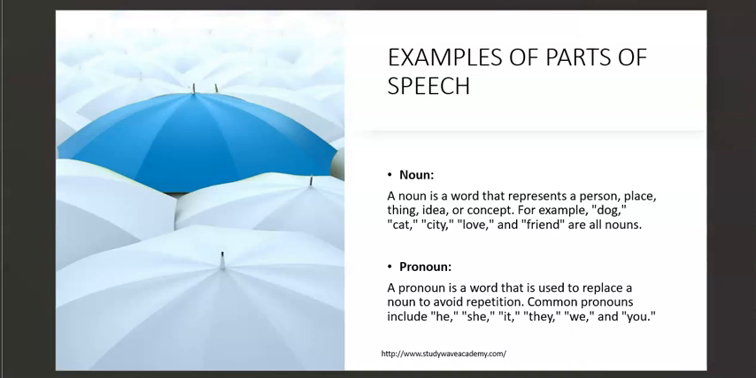The second example is a pronoun. What is a pronoun? A pronoun is just a word that is used to replace a noun to avoid repetition. So you find that in a sentence you have a noun, and instead of using the noun, you can use pronouns to replace these nouns and avoid repetition. I will give you a simple example. Let me use my mother here. My mother is a teacher. My mother is beautiful. My mother is tall. My mother is loving. My mother is the best.